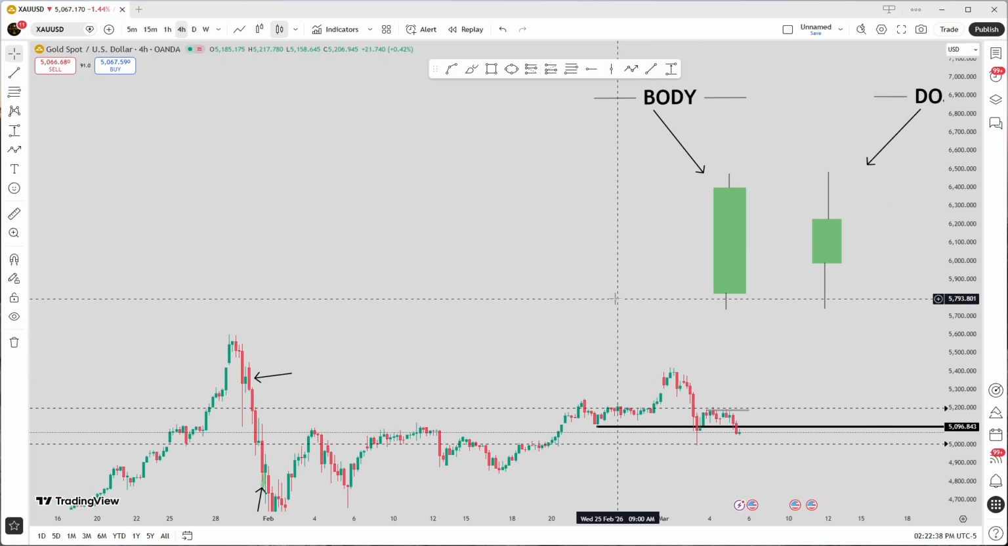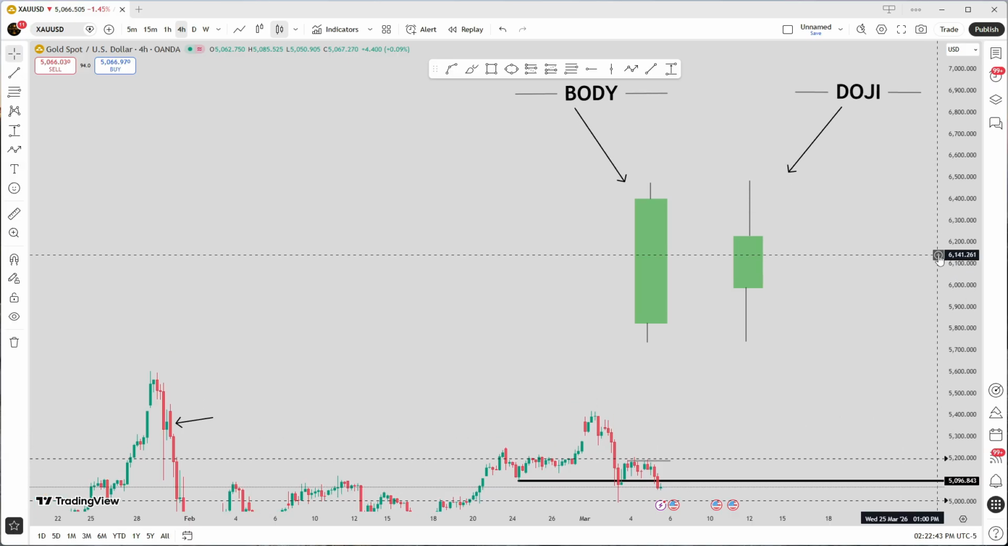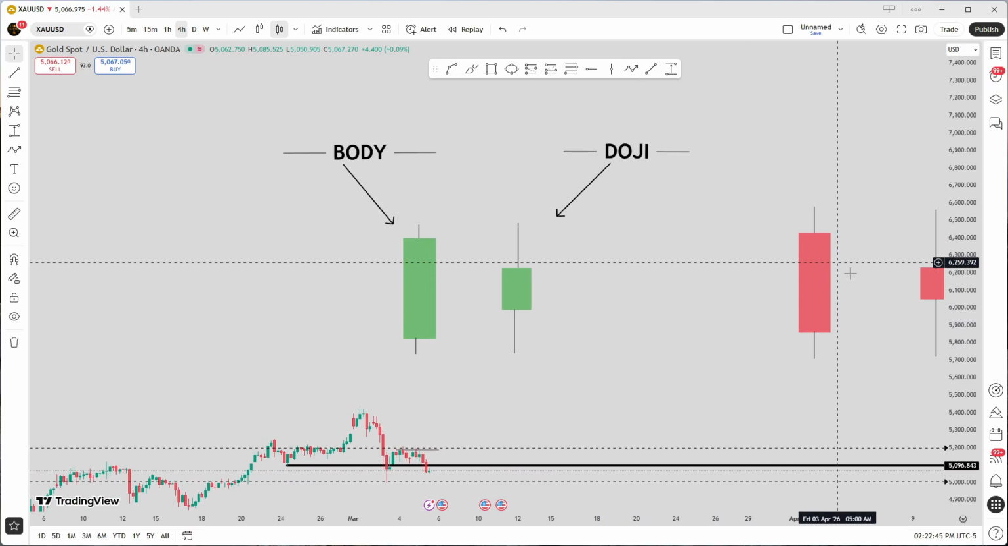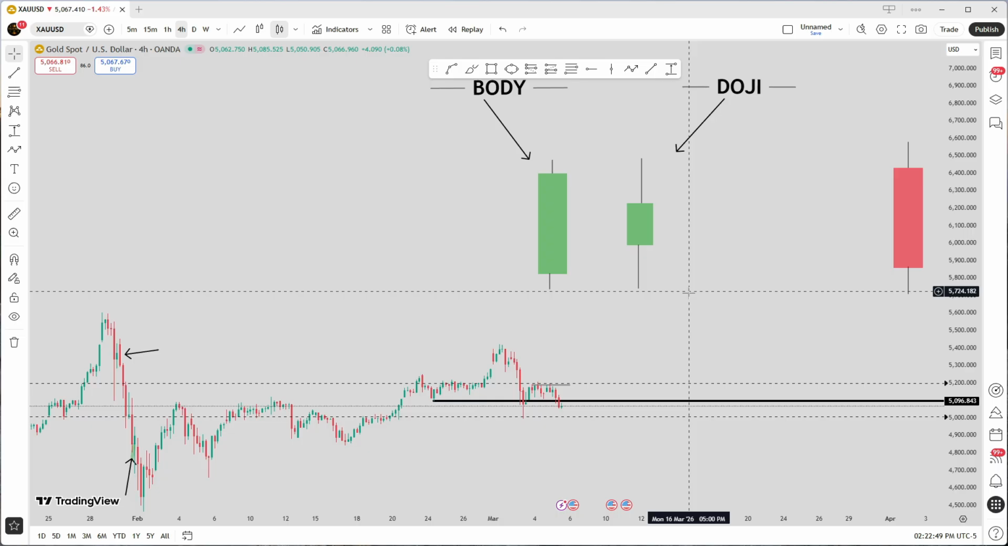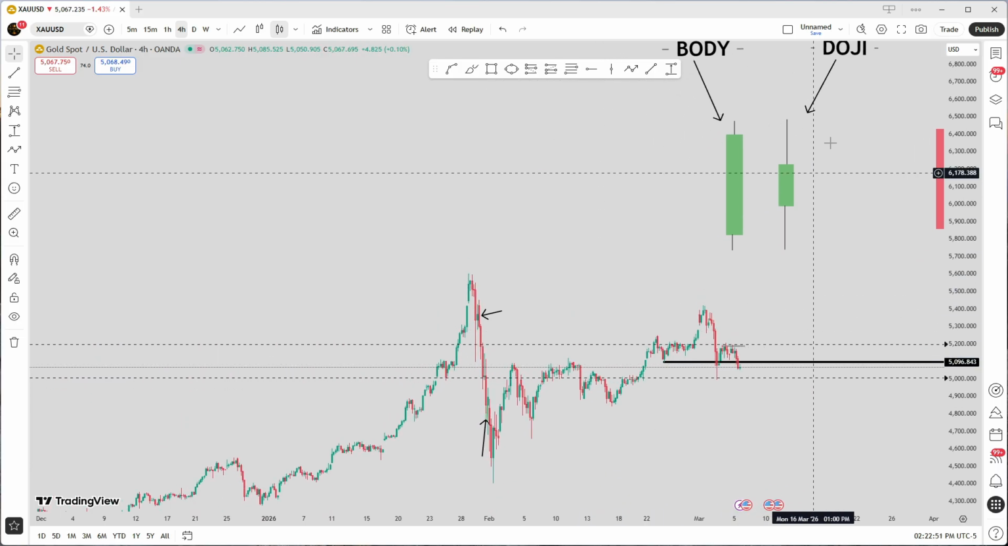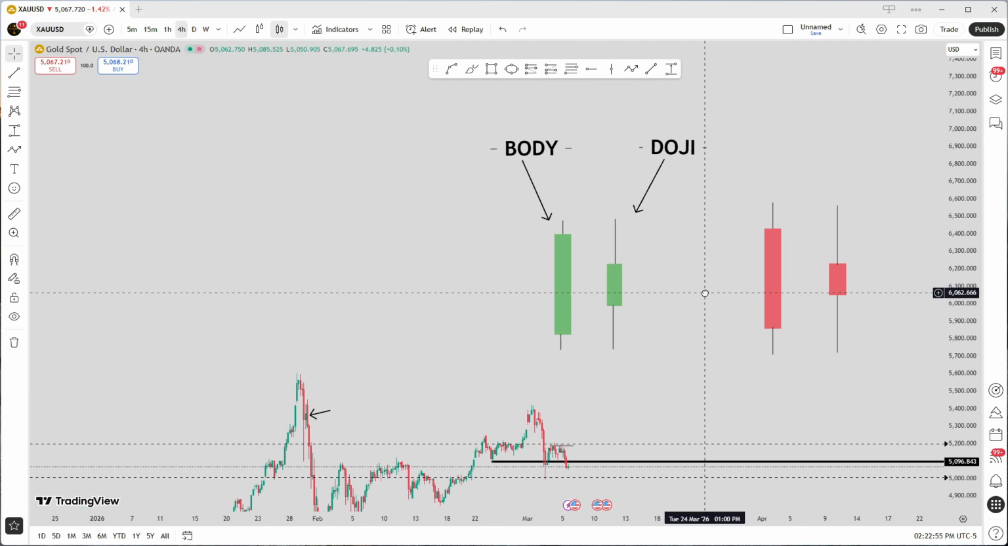Same with red. Red means sellers, sellers mean red. Sellers is when the market is going down. Bearish is when the market is going down, bullish is when the market is going up.